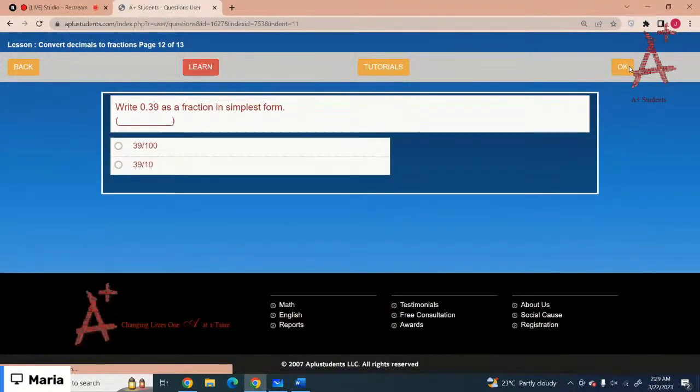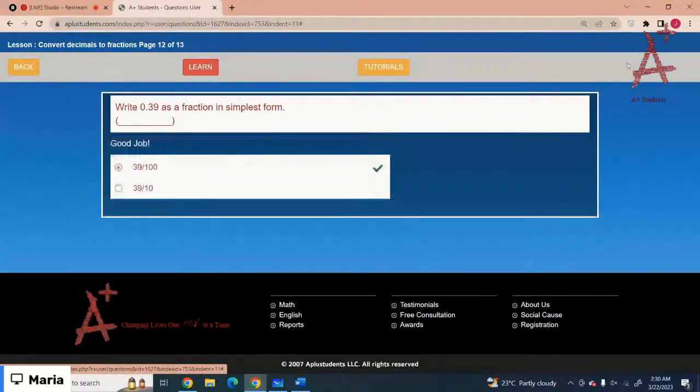Okay, the next one is 0.39. So which is the correct option? It is 39 over 100. Got it? You have two decimals. So it would be 39 over 100.